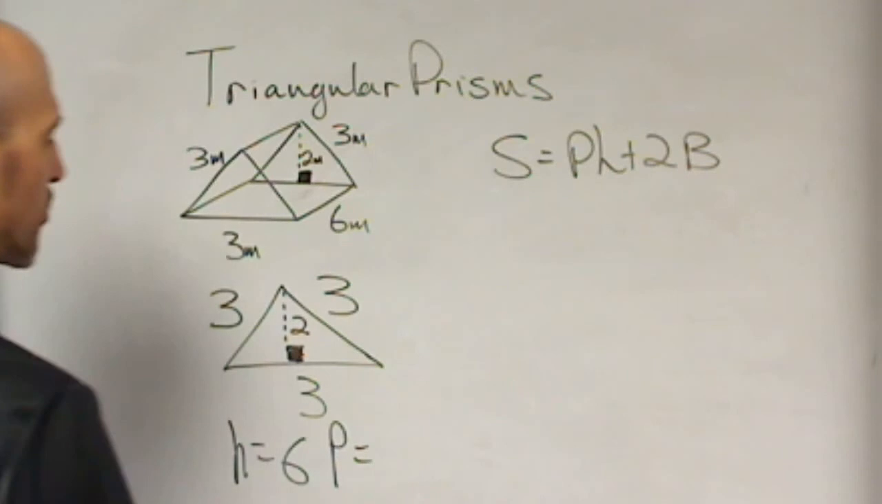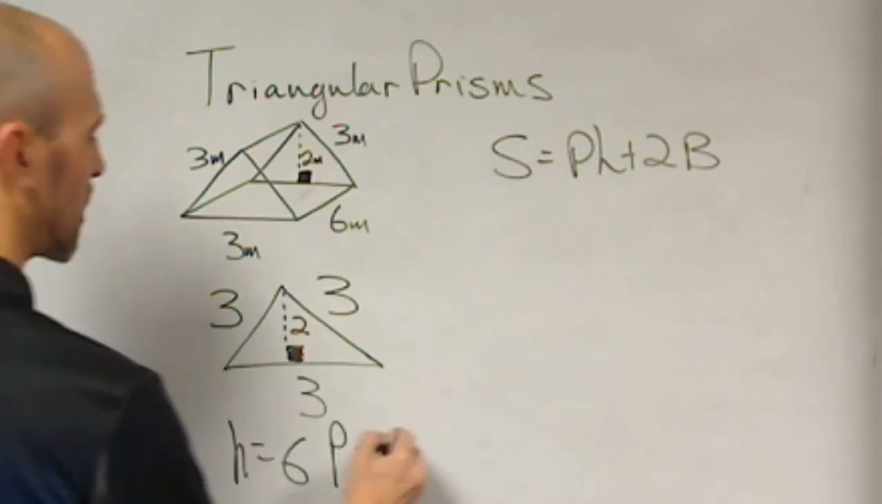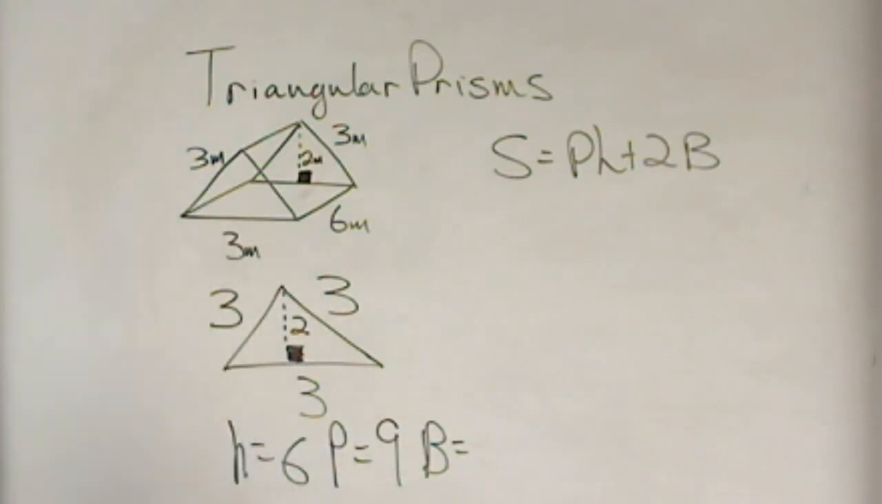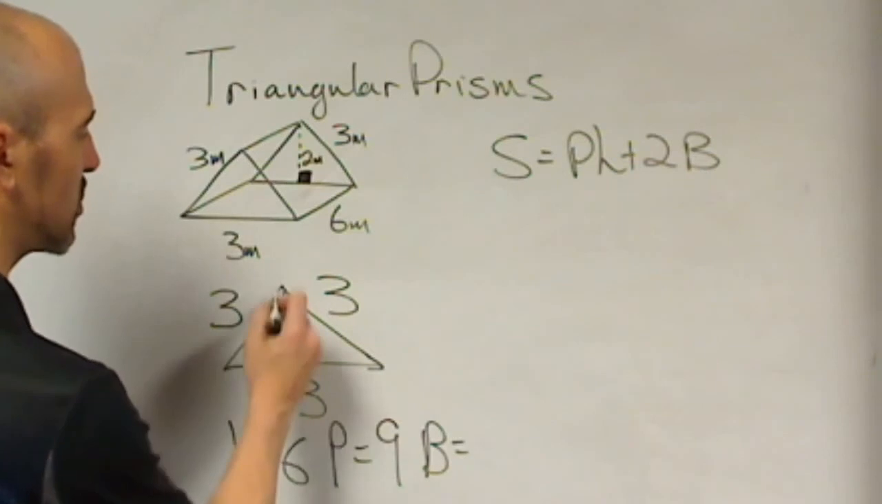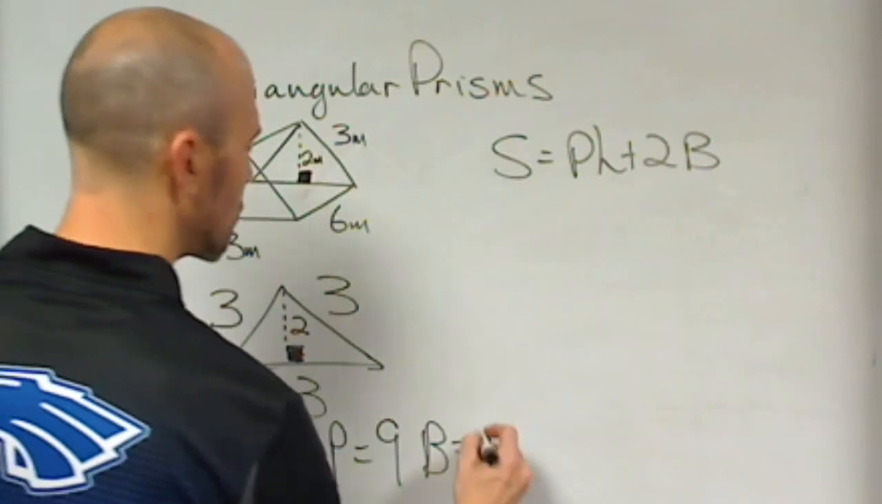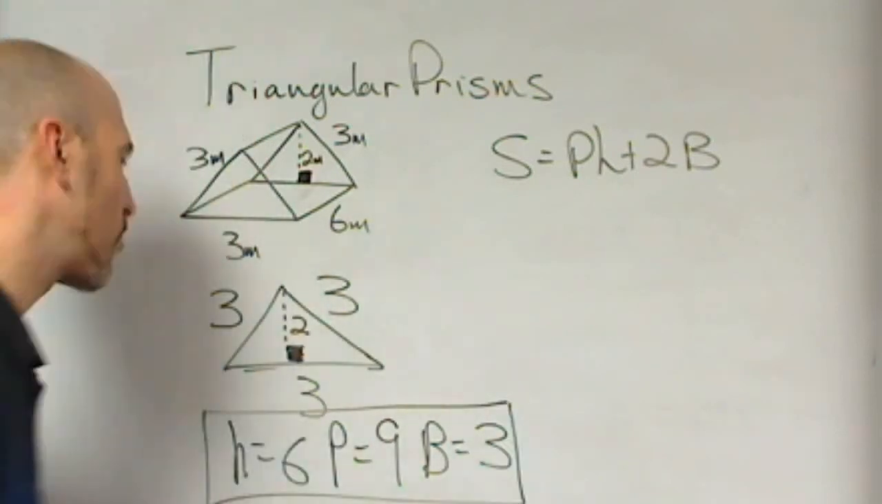Now we just find the perimeter. The perimeter is 3 plus 3 plus 3. That's 9. And then big B is the area of the base. So the area of the base is going to be base, which is 3, times height, which is 2. 3 times 2 is 6, divided by 2. So 3 times 2 is 6, divided by 2 is 3. So here is everything we need to go into our formula.